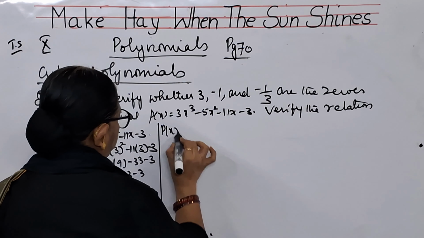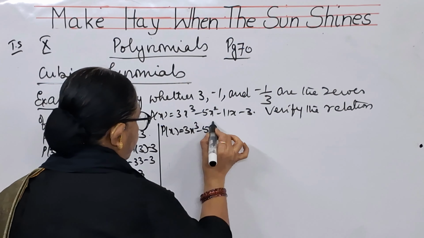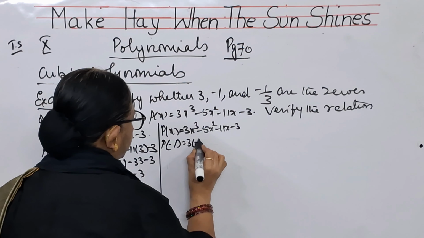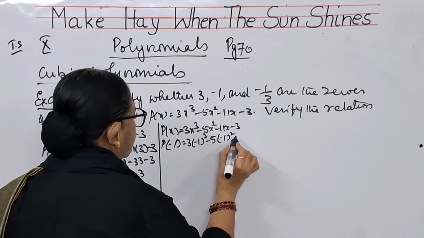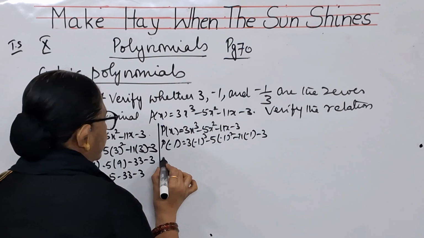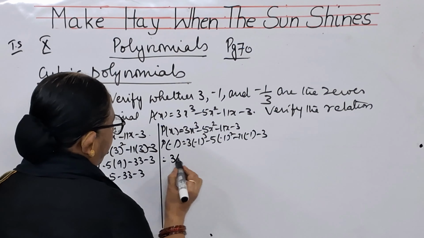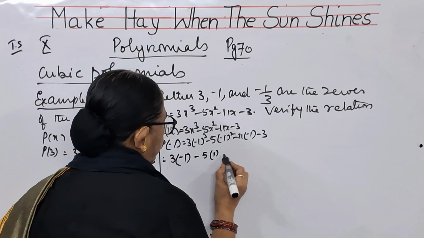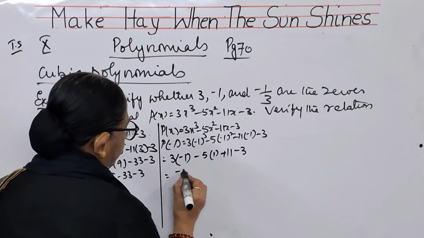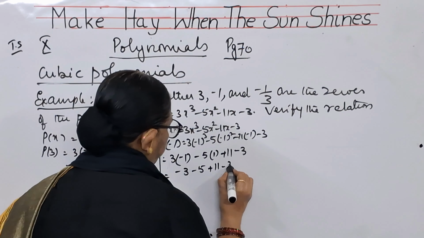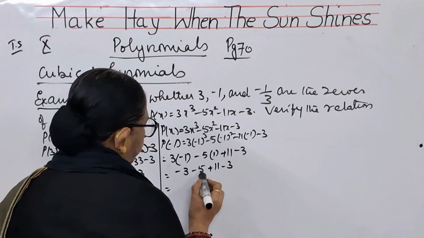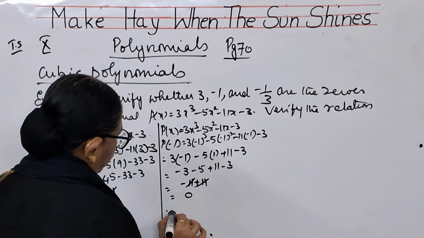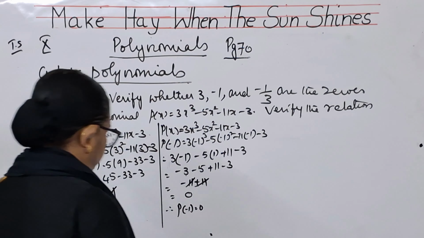Now, let us go to the next one. P of x is equal to 3x cube minus 5x square minus 11x minus 3, and P of minus 1 is 3 into minus 1 whole cube minus 5 into minus 1 whole square minus 11 into minus 1 minus 3. That is 3 into, since power is odd, minus 1 will be minus 1 only. Minus 5 into, power is even, minus 1 becomes plus 1. Minus into minus is plus 11, minus 3. That means minus 3 minus 5 plus 11 minus 3. So how much are you getting, children? Minus 11 plus 11, both are cancelling, you are getting 0. So P of minus 1 is equal to 0, you have got.